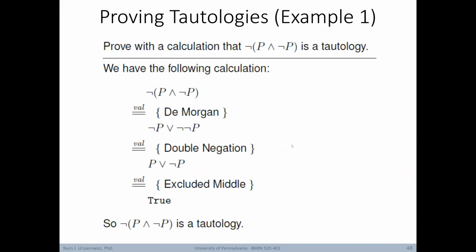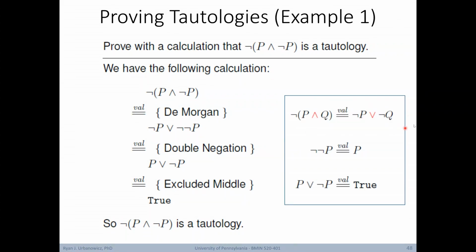Let's apply our logic calculus to prove some tautologies. Specifically, let's prove that negate P and negate P is a tautology. To prove something is a tautology, we need to prove that it always has the value true, or that it's equivalent to true. Starting with our target formula, we can apply equivalence laws to transform it.